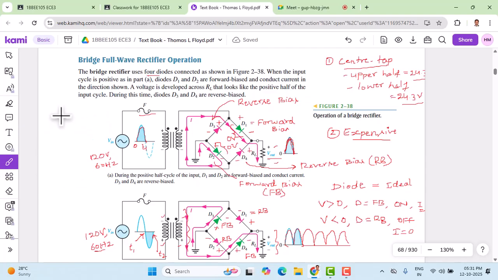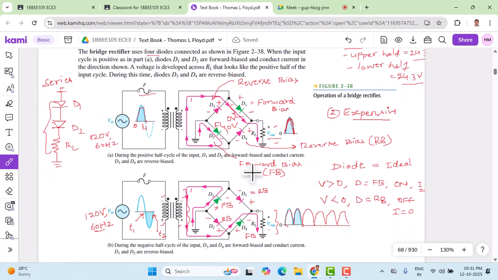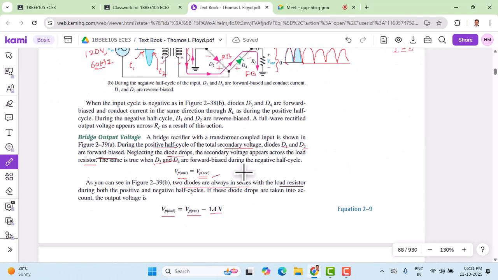If I draw a diagram here, I treat this as D1 and this as D2, and there will be a resistor. All three come in series, which goes to the ground here. This part is tied to the ground. So D1, D2 and RL are all in series. That is what is discussed here. So two diodes come in series.